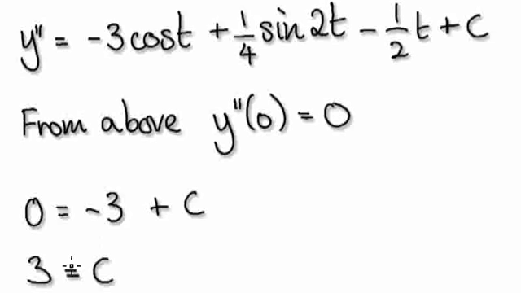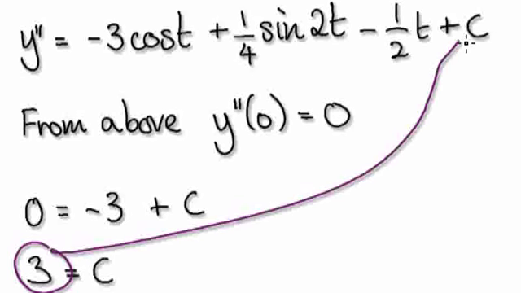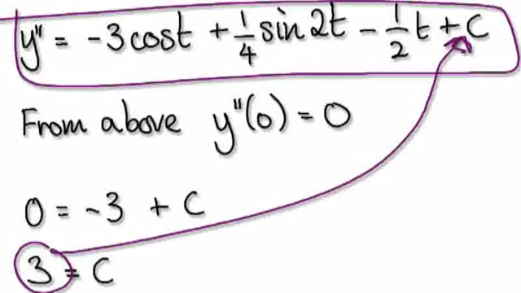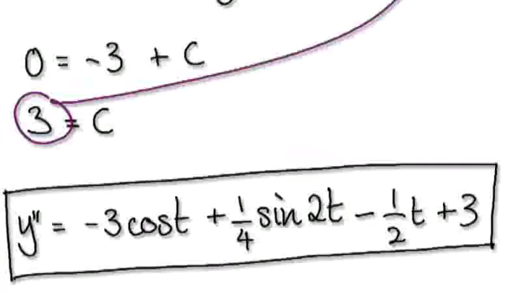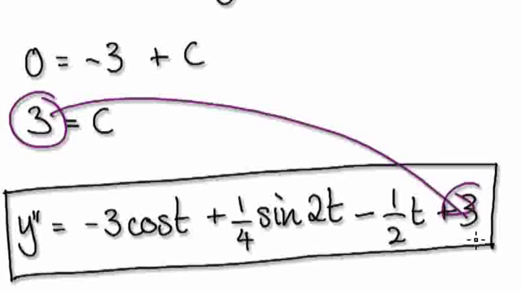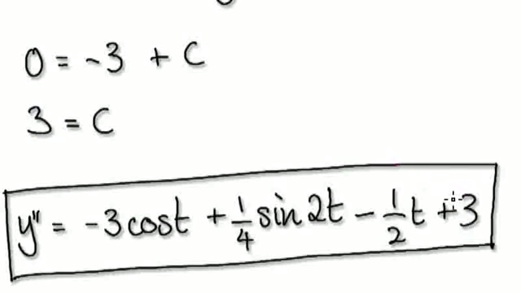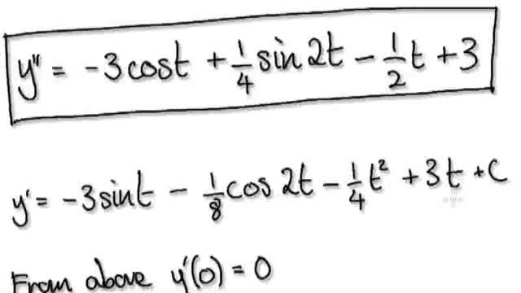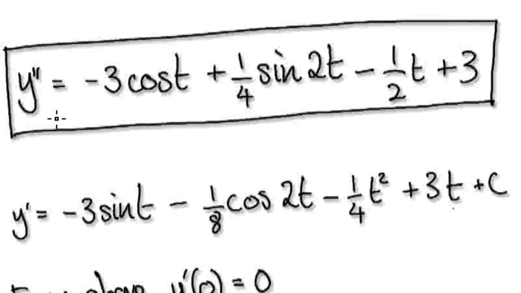Okay, so now that we know c equals 3, we can put this 3 into here. Looking at this here, that will then take us to here. Basically, all that we've done is put the 3 into the c here. So that will then give us y double prime. Now to find y prime, find the indefinite integral.